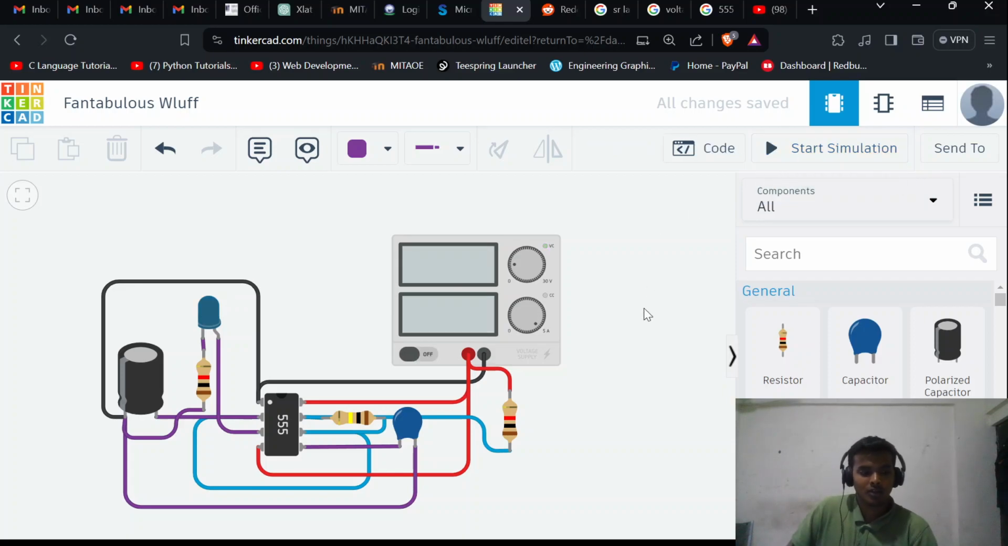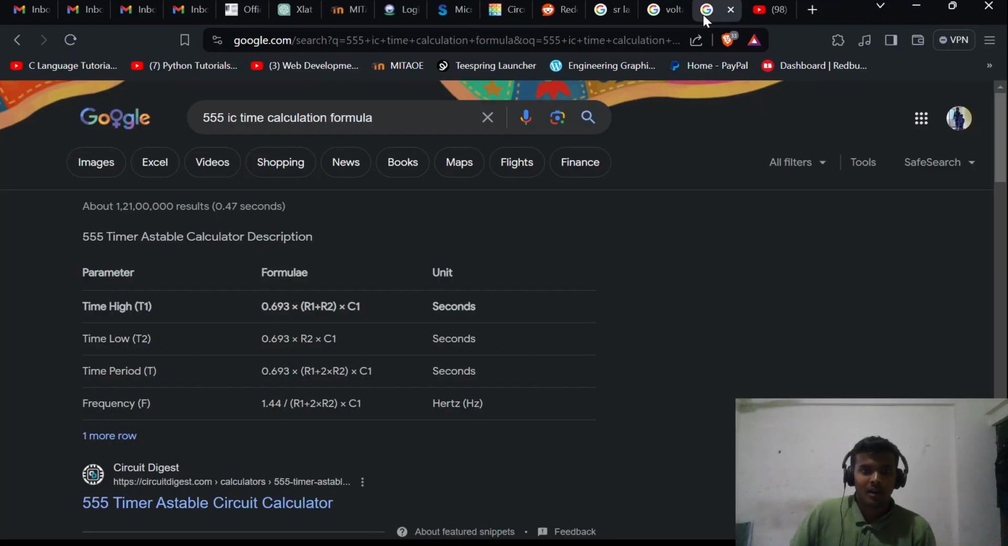Now if we stop the simulation and take our mobile phones, open the calculator, and do some maths. What is our on time? Our on time is 0.693 multiplied by (R1 plus R2), which is 100,000 ohms and 1,000 ohms. So we have 101,000 ohms, which will be multiplied by 1 microfarad. Micro means 6 zeros, 10 to the power minus 6.